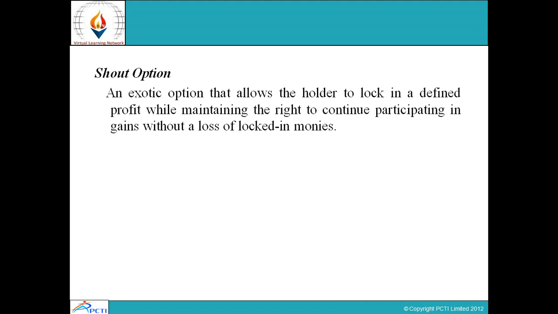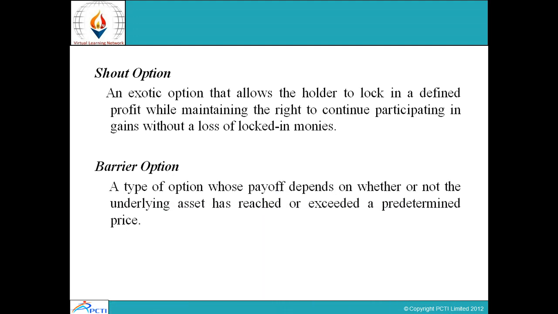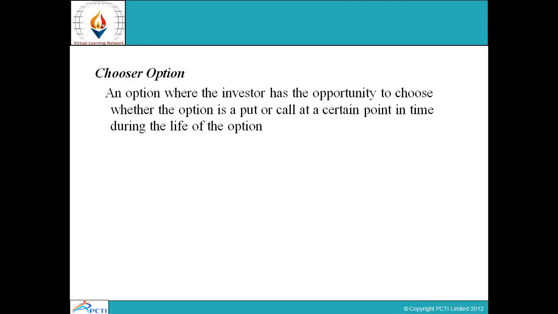Shout option: an option that allows the holder to lock in a defined profit while maintaining the right to continue participating in gains without a loss of locked-in monies. Barrier option: a type of option whose payoff depends on whether or not the underlying asset has reached or exceeded a predetermined price. Chooser option: an option where the investor has the opportunity to choose whether the option is a put or call at a certain point in time during the life of the option.